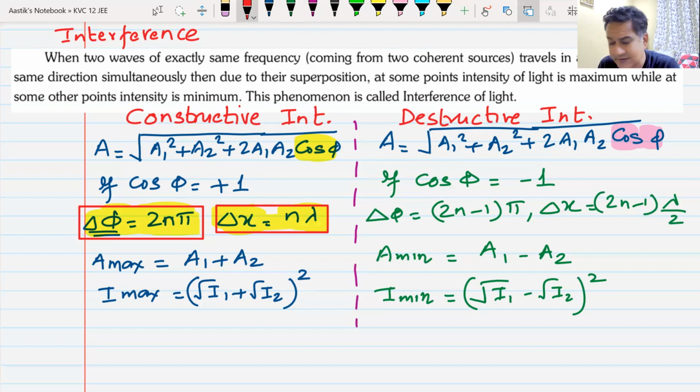Do we understand this? Yes or no? Yes, sir. Everyone understands this? This is all that we need to understand in this chapter: constructive interference and destructive interference. Shall we move ahead?